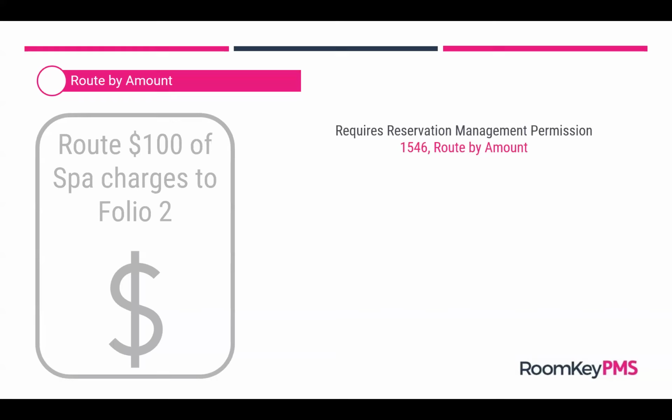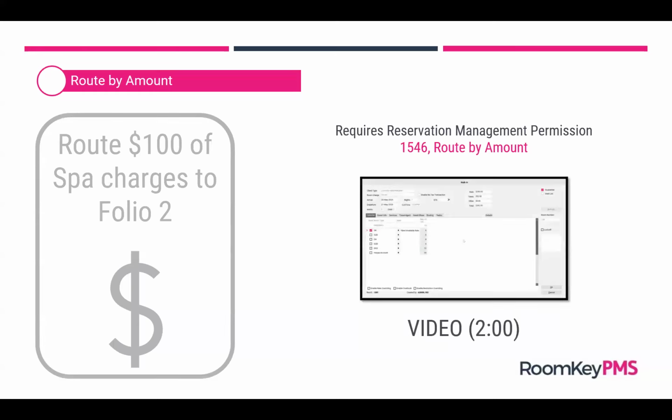Again, just a reminder, anytime that you're using the route by amount feature in Roomkey, you must have this clerk permission enabled on your clerk ID, reservation management permission 1546, route by amount. That's going to allow you to use this route by amount functionality on the routing tab. So I have another little video that's going to show this demonstration of routing $100 spa charges to Folio 2.